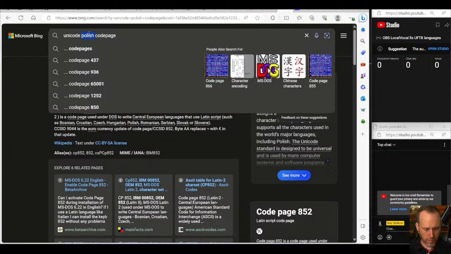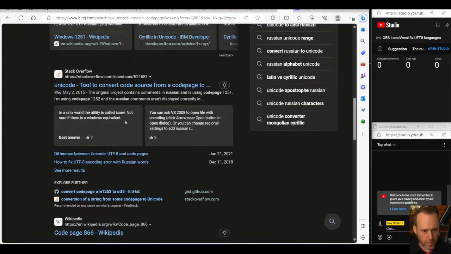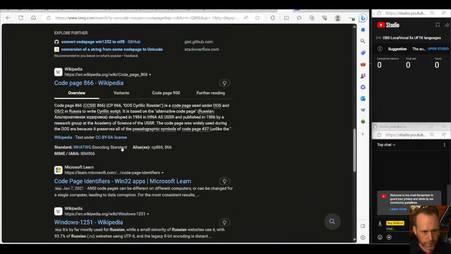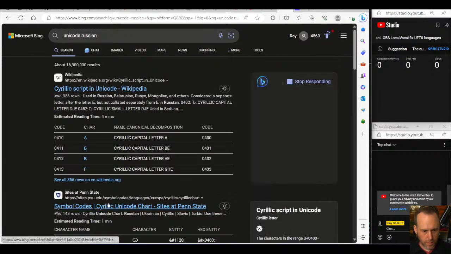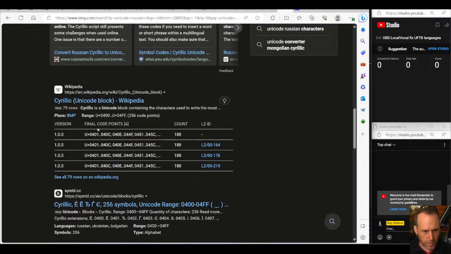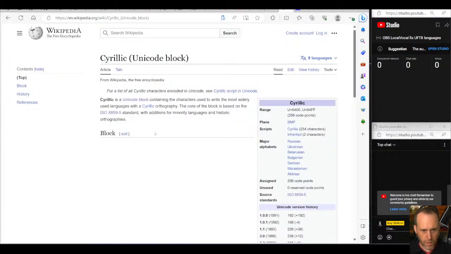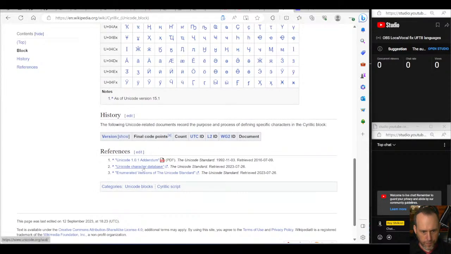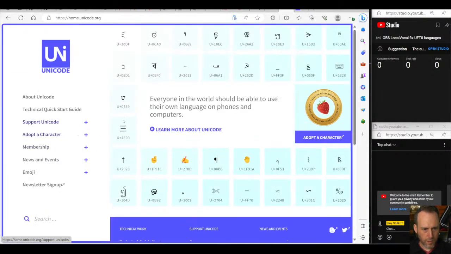Let's look for Russian. I was able to find a very good resource to find code pages. Unicode Russian. Cyrillic. It's not that. Convert. What was it? Cyrillic Unicode block. UCD. Unicode.